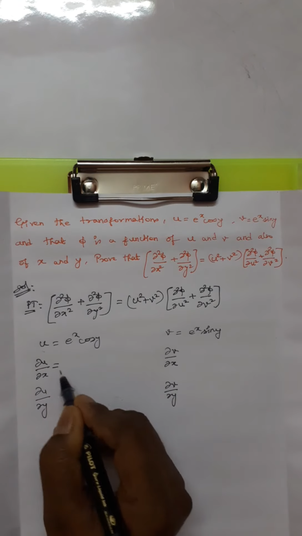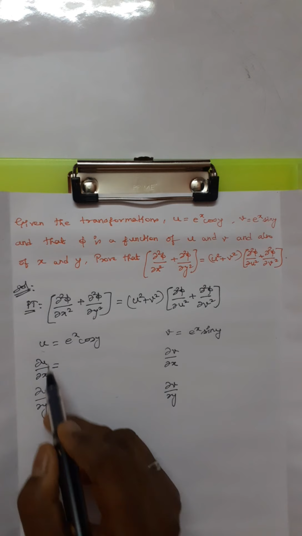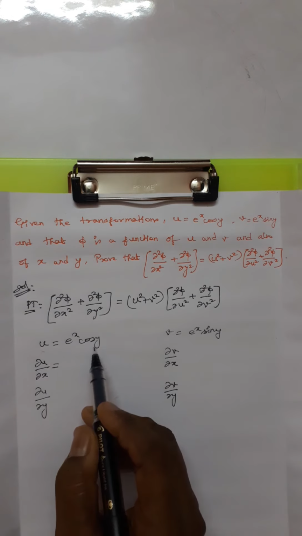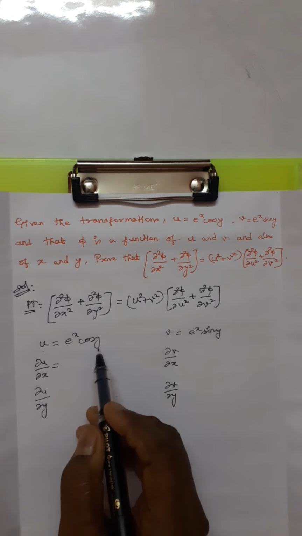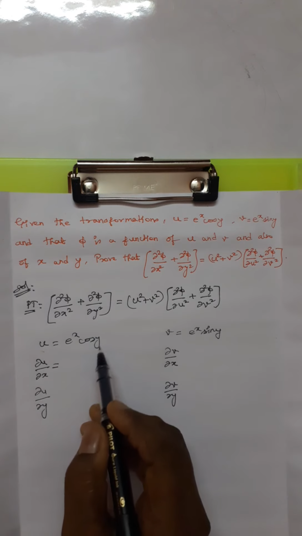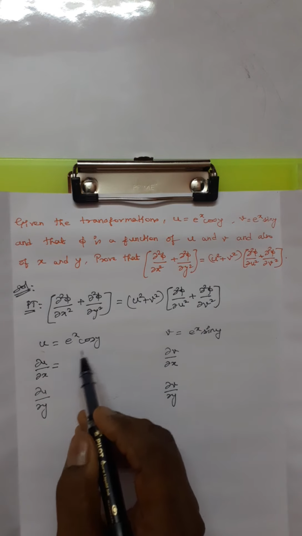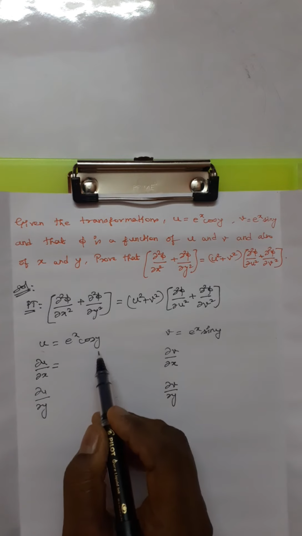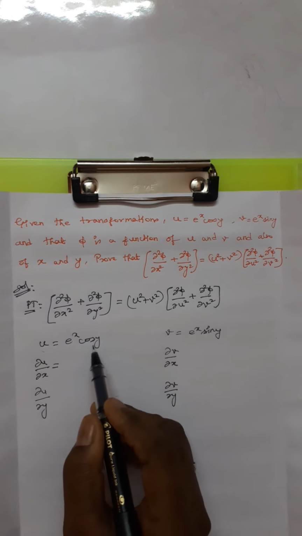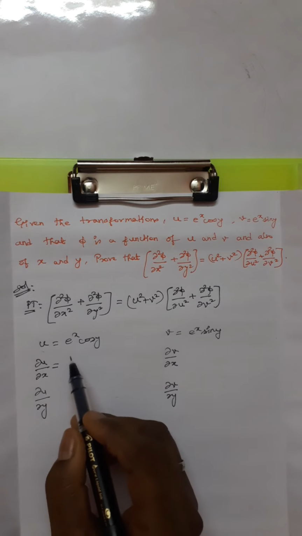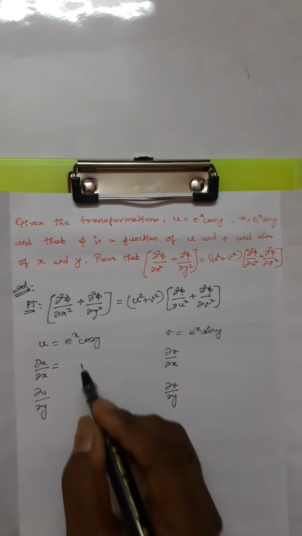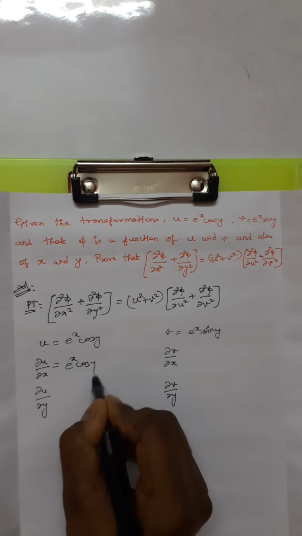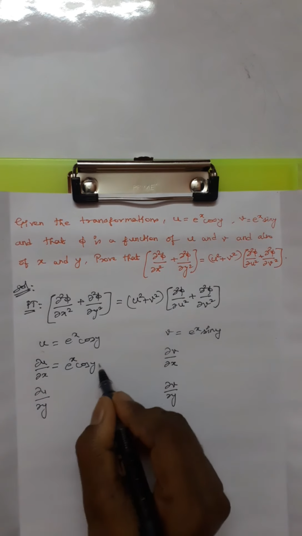So dou u by dou x, partial differentiation of u with respect to x, which means that the other term cos y remains as constant. The other variable is considered as constant. So cos y remains as constant. Since we do partial differentiation with respect to x, we consider y as constant. So cos y is constant, and we differentiate only e power x. When e power x is differentiated, e power x comes as it is. e power x cos y, which is nothing but same u.